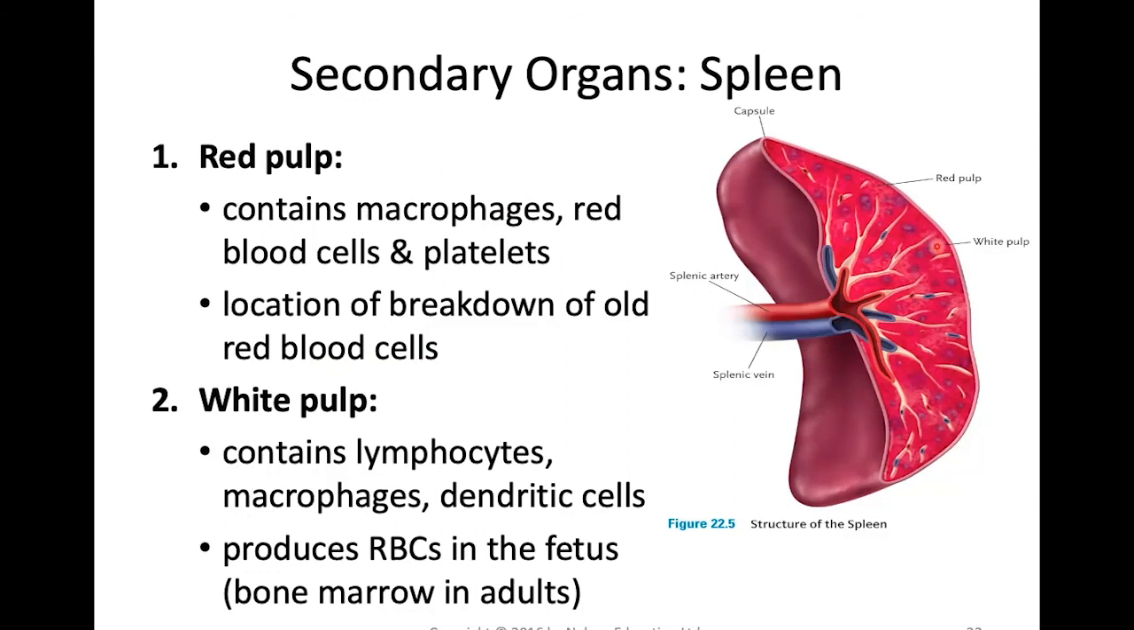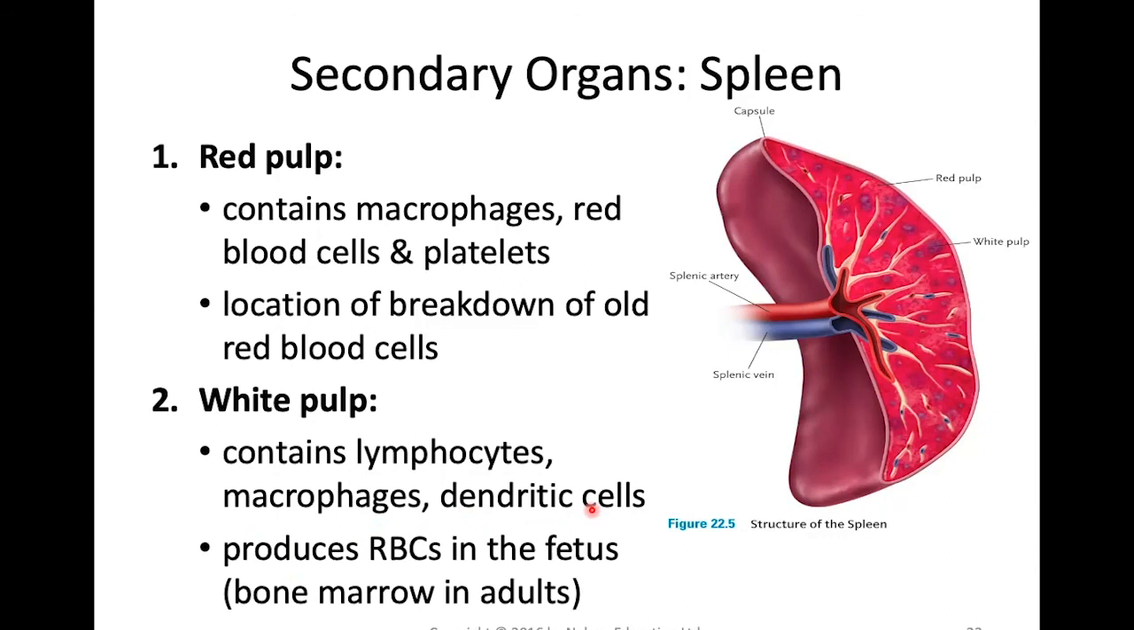Now, the white pulp is responsible for the immune defense. The white pulp contains the lymphocytes, B and T cells, as well as some other phagocytic cells, those that are going to be engulfing foreign pathogens. Those are macrophages as well as dendritic cells. We're going to cover those in much more detail in the immune system in biology.